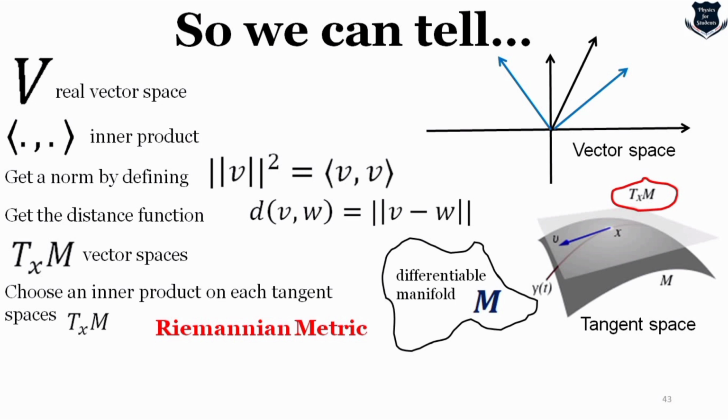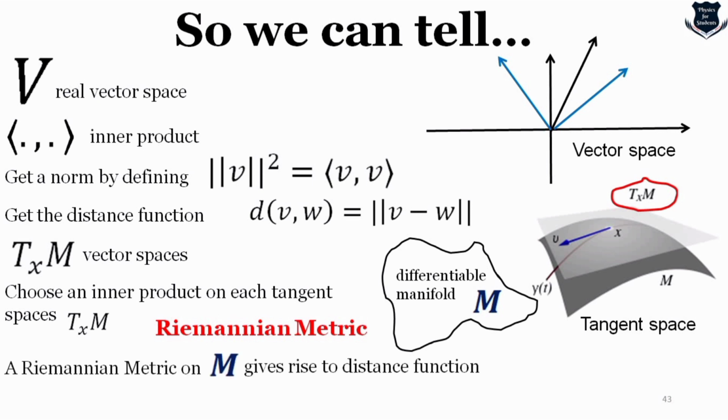Okay, inner product, we get it. Choosing an inner product on each tangent space which varies smoothly is a Riemannian metric on M. And a Riemannian metric on M helps us to understand the distance function on M. So I hope things are pretty clear till now.